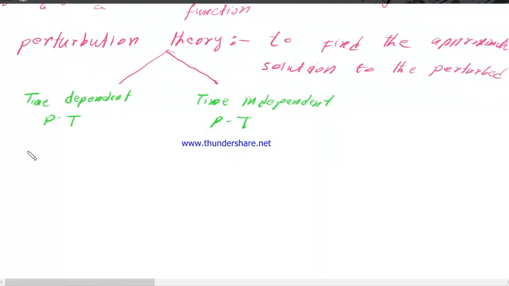Okay, in this case the Hamiltonian depends upon time, because this is the time dependent. In this case the Hamiltonian of a system does not depend on time. So the time dependent perturbation theory is discussed in the next chapter, and the time independent perturbation theory is discussed in this chapter. And this time independent perturbation theory is further divided into two types.